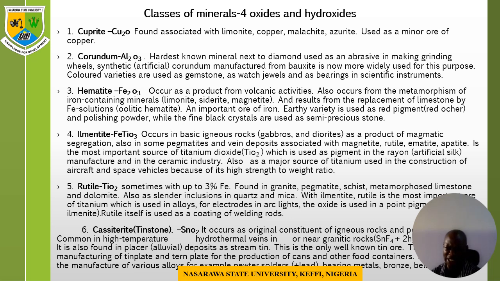With ilmenite, rutile is the most important ore of titanium, which is used in alloys for electrodes in arc lamps. The oxide is used in paint pigment. Rutile itself is used as a coating of welding rods. Then the cassiterite belongs to this group. It occurs in original constituents of igneous rocks and common in high temperature hydrothermal veins or near granitic rocks. It's also found in placer alluvial deposits and stream tin. This is the only well-known tin ore. The material is used for tin plate for the production of cans and other food containers. It's used also in various alloys, for example, in solder, dairy metals, and bronze.